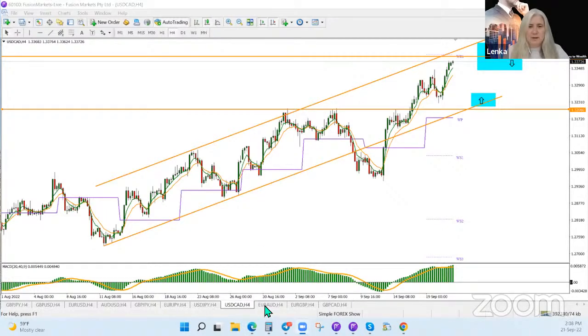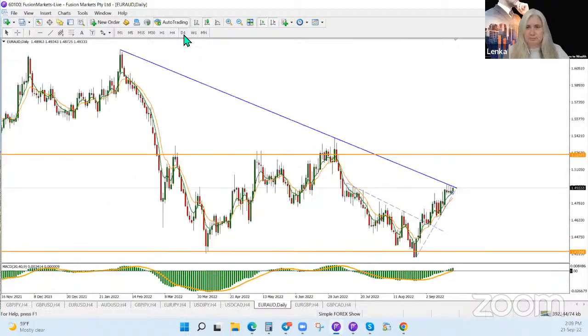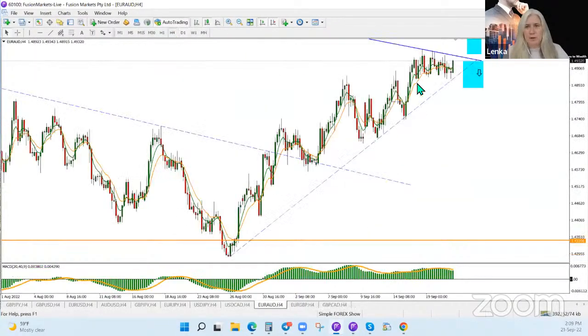The next currency pair I'm looking at is Euro AUD, and on Euro AUD I'm looking for short. But we are at a trend line that we're coming up to. So that's a level of resistance for the price action. I'm looking for some kind of indication whether that price is now going to keep going up as it is, or if it's going to break and come back.